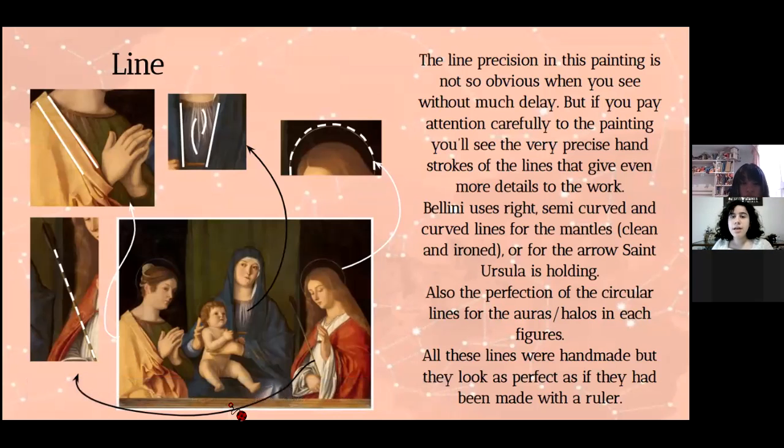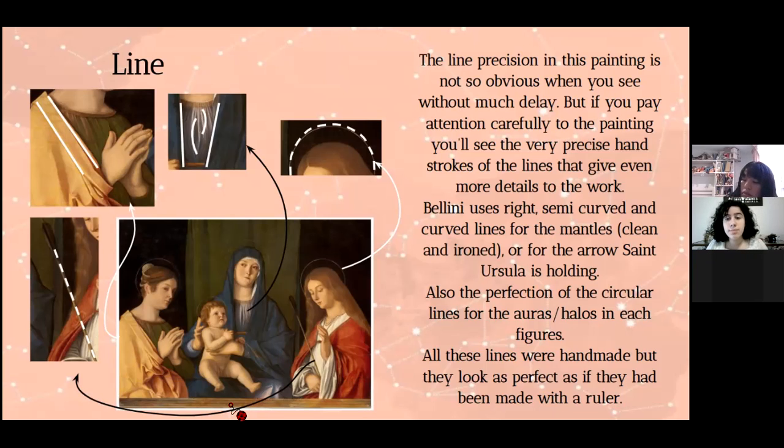Then we have line. The line precision in this painting is not so obvious when you see it without much attention, but if you pay a lot of attention to the painting, you'll see the very precise hand strokes of the lights give even more detail to the work. If you see it without paying attention, you'll see that it's a very good painting and very detailed. But if you pay attention, you'll see the lines in it.